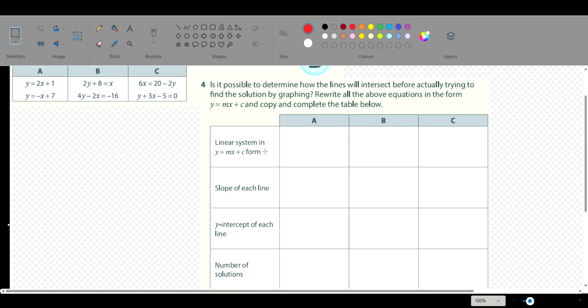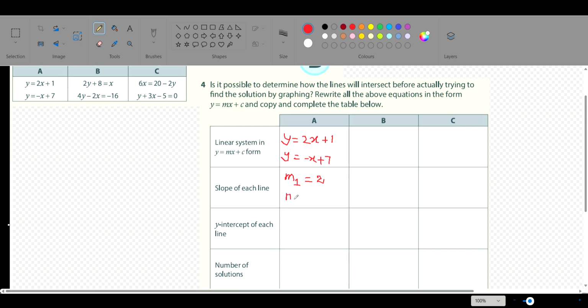You need to find y is equal to mx plus c of B and C technically, because A already has its y is equal to mx plus c equation, right? So here it is y equals 2x plus 1, and the other is y equals negative x plus 7. So what is the slope of each line? Talking about line 1, the slope is what? Slope is 2, isn't it?